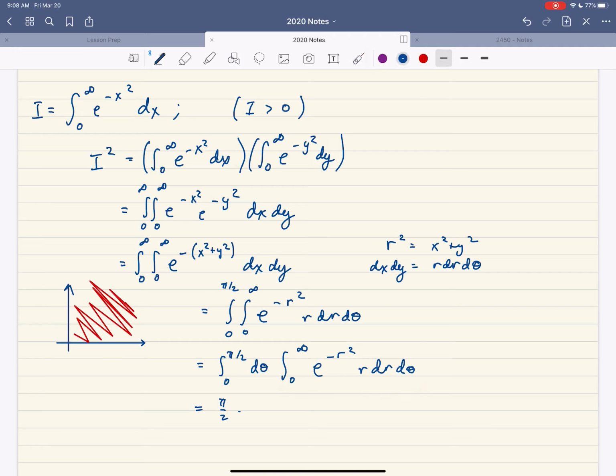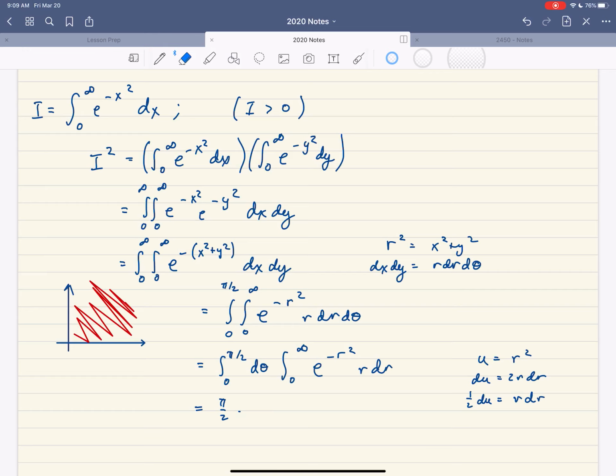To do that second integral, we're going to substitute u as r squared. du is going to be 2r dr. I wrote d theta twice; I didn't mean to do that. So we get du is 2r dr. That means 1/2 du is r dr. And then if r goes from 0 to infinity, then u also goes from 0 to infinity.